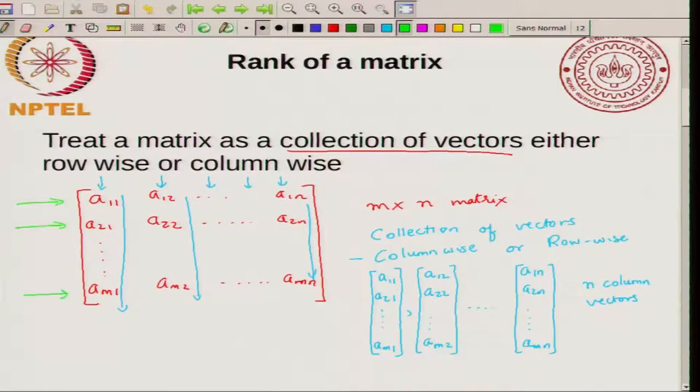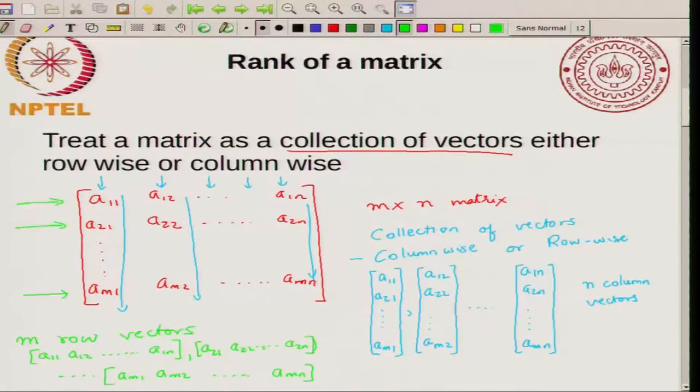Okay. Now alternatively, if you think of it row wise, you can think of it as m row vectors. Okay. And these row vectors will look like A11, A12, A1n. Then similarly you can have A21, A22, all the way up to A2n, and then you can have various vectors all the way up to AM1, AM2, all the way up to AMn. So sometimes it is very useful to think of this matrix as a collection of vectors, and you can think of it either as a collection of m row vectors, or you can think of it as a collection of n column vectors.